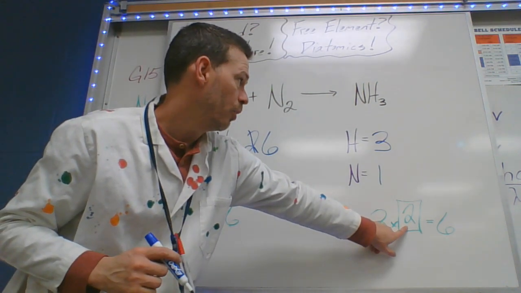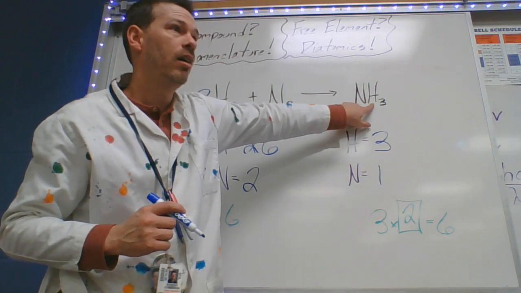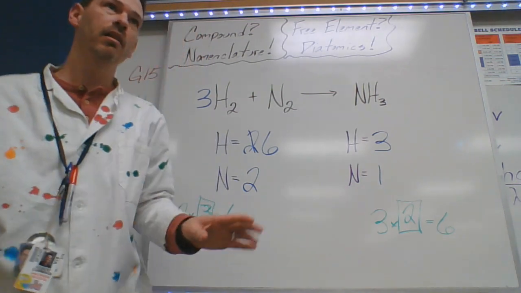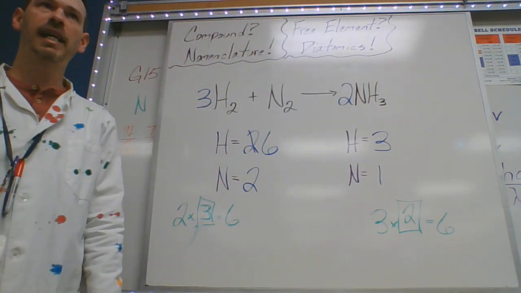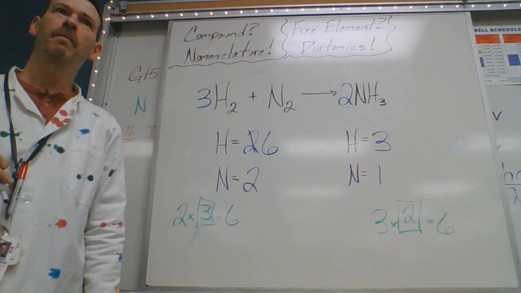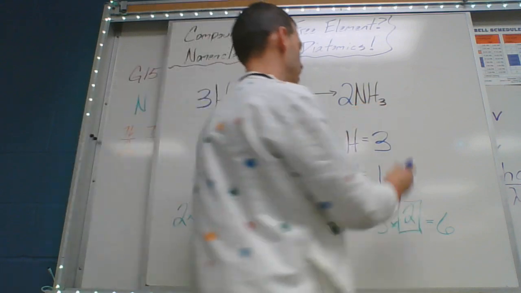I want a 2 to affect the product hydrogen, which is right there. The only place I can put it is there. Can't split the compound. And it fixes it, right? 2 times 3 is 6.